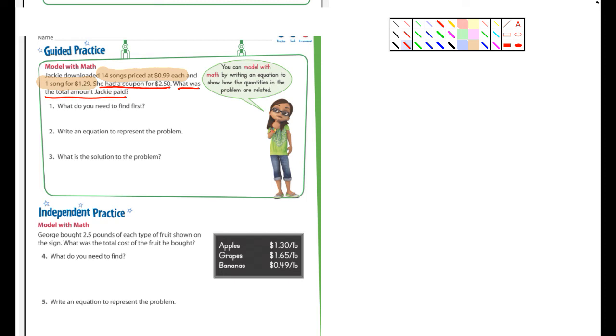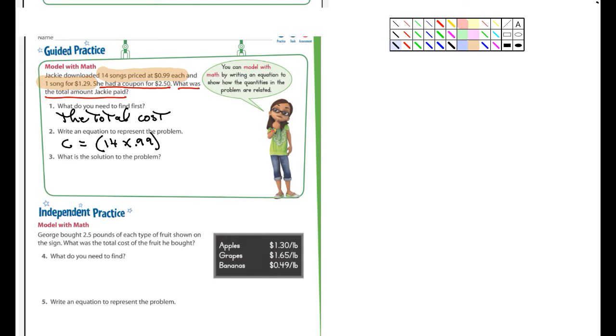It says, what do you need to find first? Well, what do you need to find first? The total cost. Write an equation to represent the problem. Well, so you could write C for cost. C equals 14, I'm going to put it in parentheses, 14 times what? 0.99. Okay.